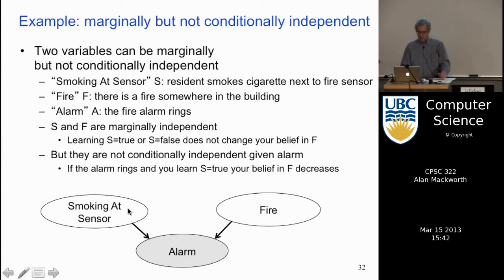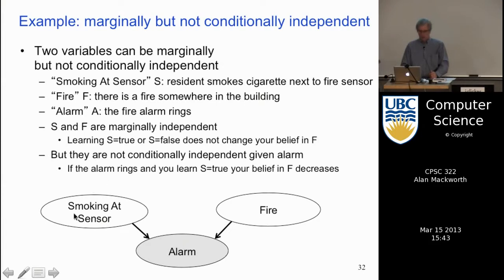Okay, so suppose the alarm goes off. This is true. So you're given that evidence. There's some common effect, okay? And you learn that someone was smoking at the sensor. Someone triggered the alarm there, your belief in the fire would go down.